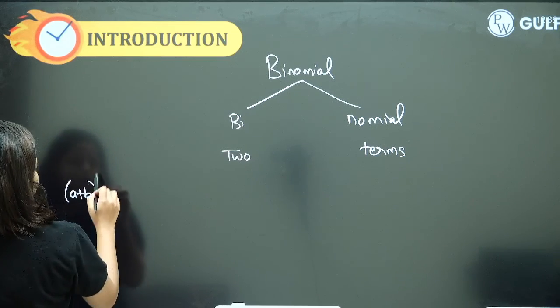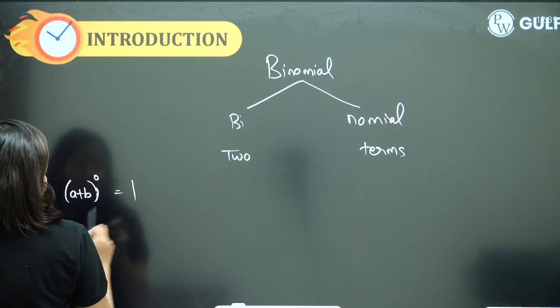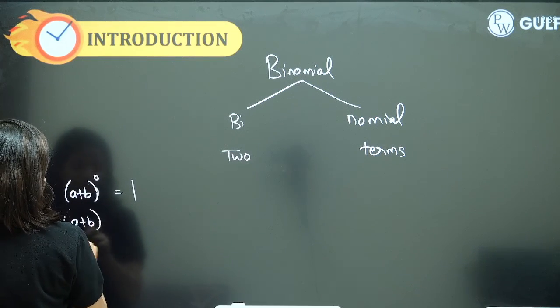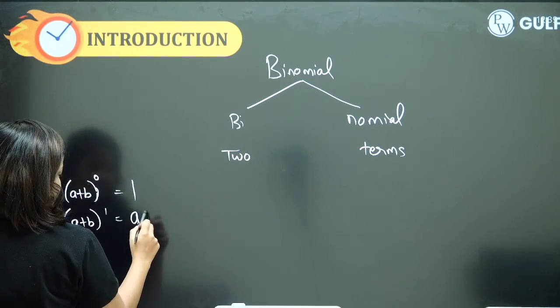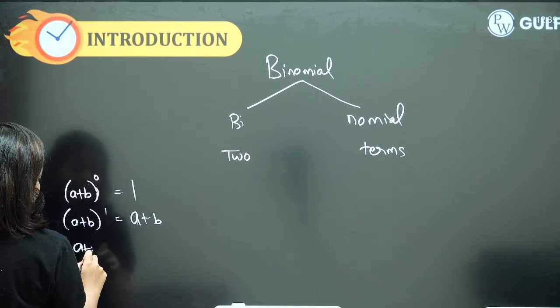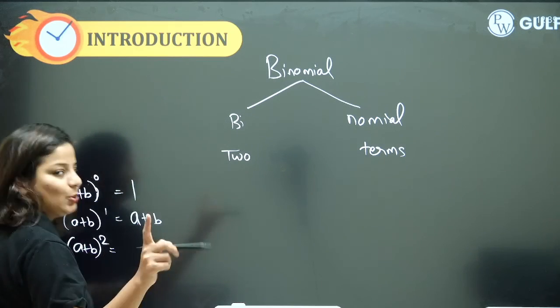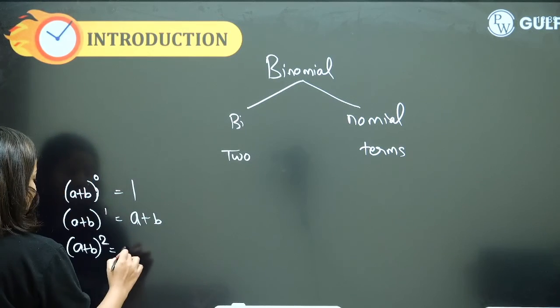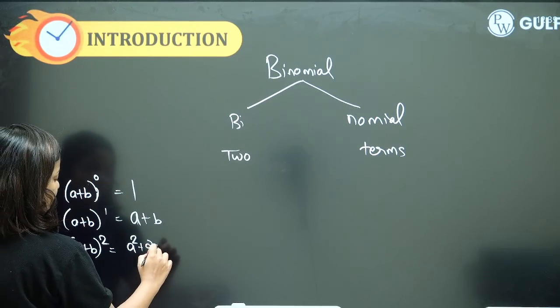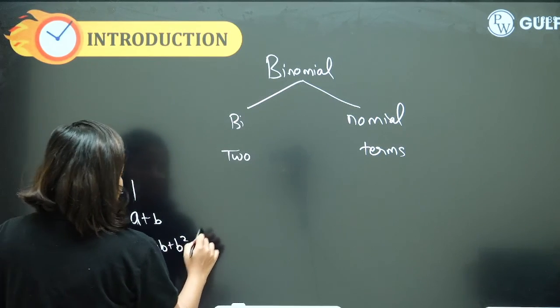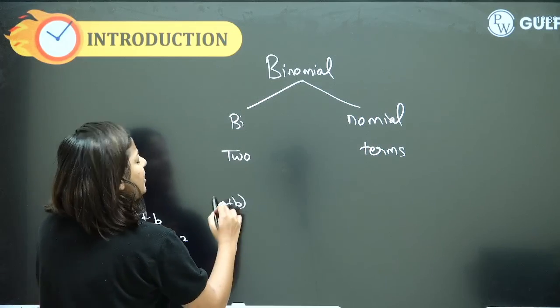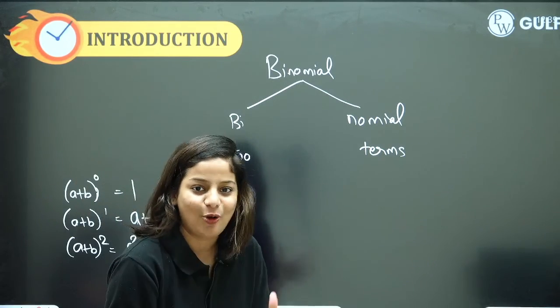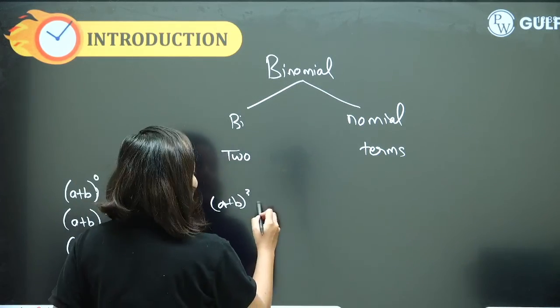That means, as you all know, a plus b raised to 0 is 1. A plus b raised to 1 is a plus b itself. A plus b the whole square, I think every child knows the answer: it's a square plus 2ab plus b square. Similarly, with a little bit of effort, we have also memorized a plus b the whole cube.